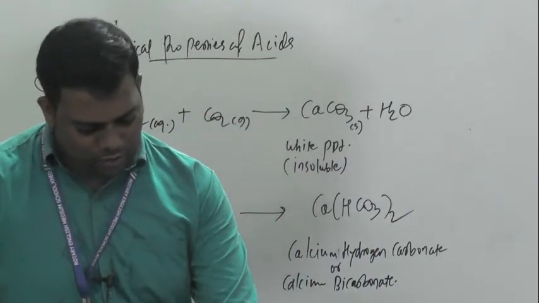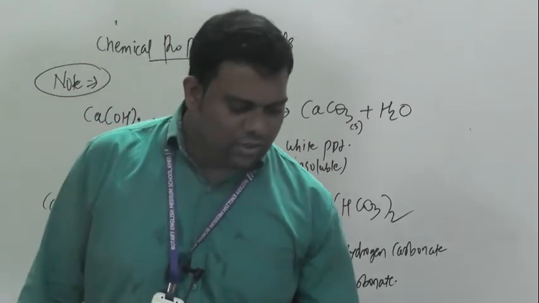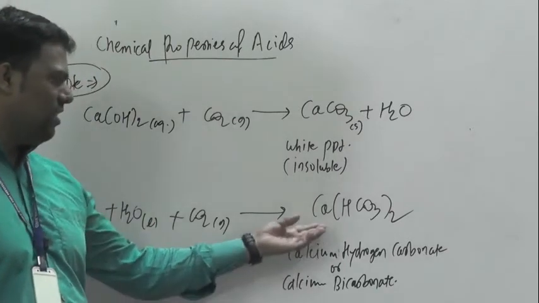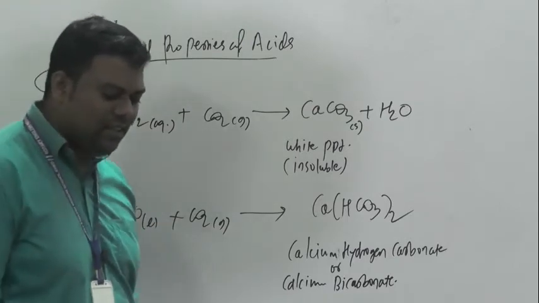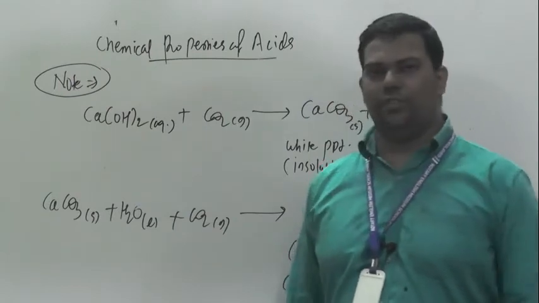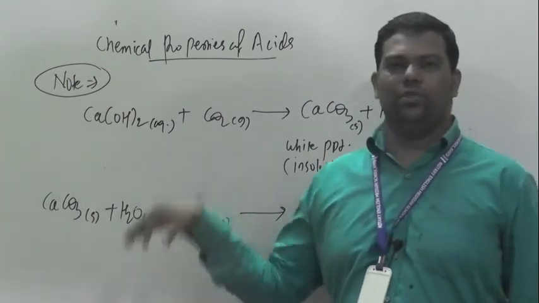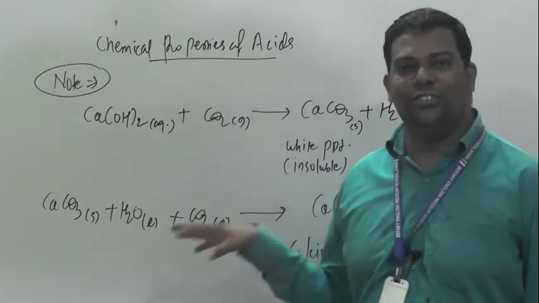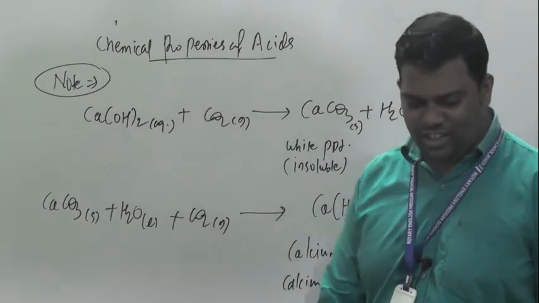Slowly it will disappear. This is an important concept, and most of the time they ask questions on it. Calcium hydroxide, if you pass CO2, gives calcium carbonate precipitate, and if you further pass excess CO2 gas, that precipitate will disappear. Keep all this in mind.